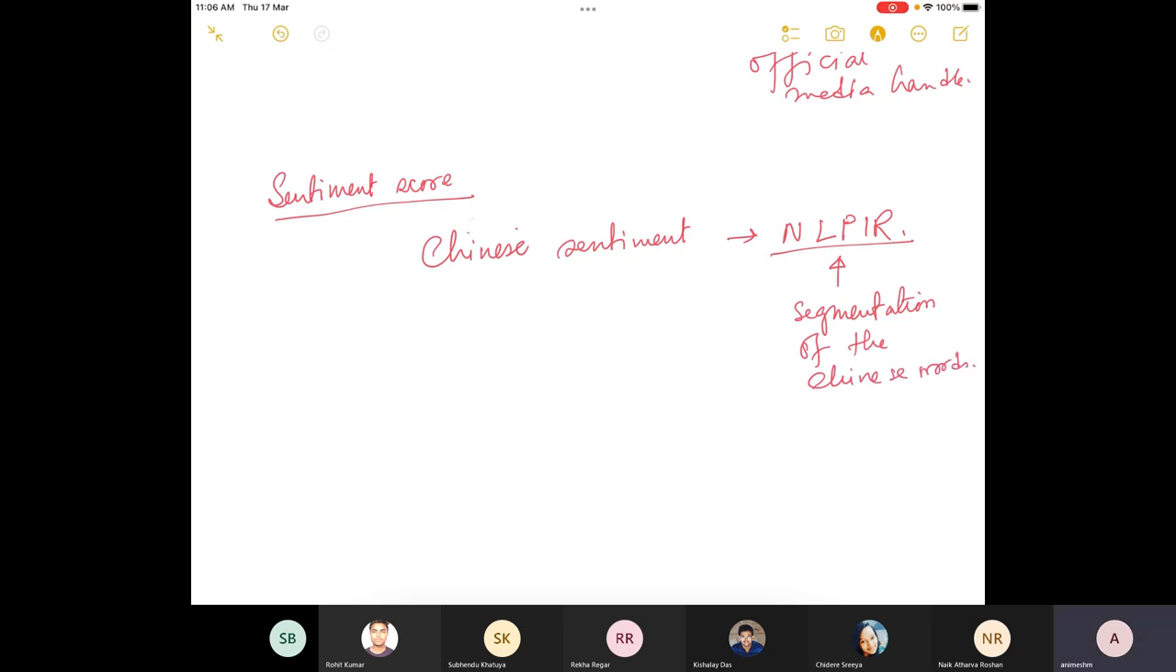As you understand, Chinese words do not have a natural word boundary, so segmentation is required, and this NLPIR tool does the segmentation. And then they used a combination of a few dictionaries or a few sentiment lexicons, the most important one being the HowNet sentiment lexicon, to extract sentiment words.